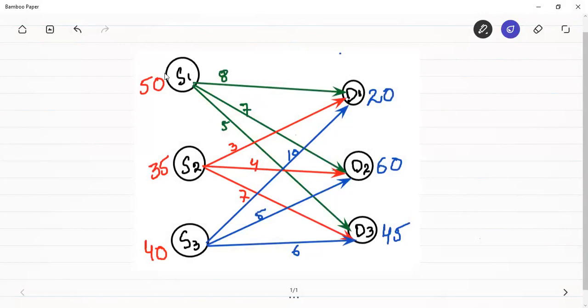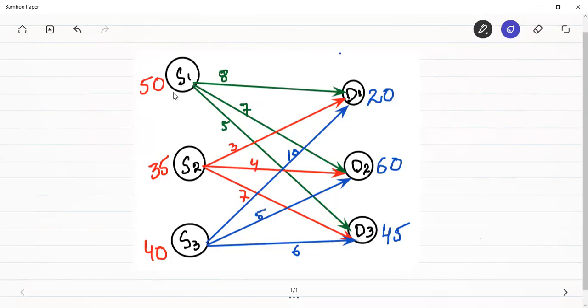Suppose the supply of source one, how many units can it supply? It can supply 50 units. I'm giving an example here. It can supply 50 units, and it can give to destinations 1, 2 and 3 respectively.